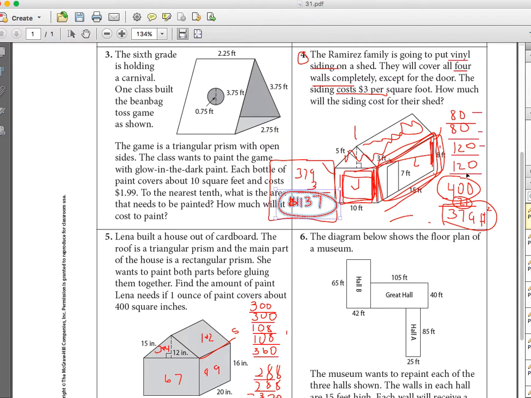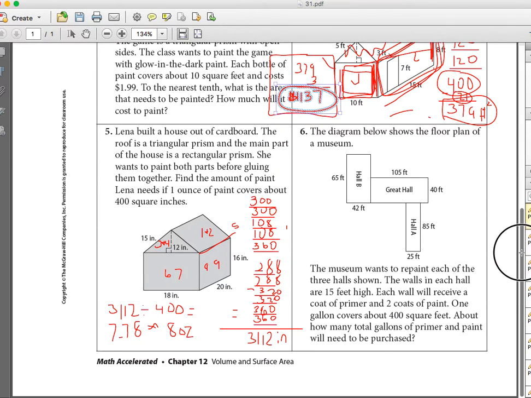Show those lines and the areas and show your work so you can see how you got the answer. Number 5, I had to do a couple of different times, and I don't know if I necessarily agree with the answer, but I see where they got it. Lena built a house out of cardboard, and she paints each part separately before gluing them together.